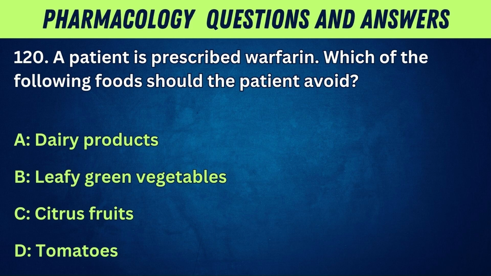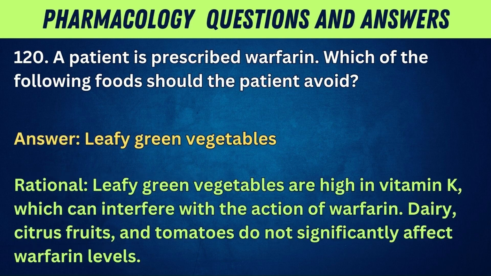120. A patient is prescribed warfarin. Which of the following foods should the patient avoid? A. Dairy products. B. Leafy green vegetables. C. Citrus fruits. D. Tomatoes. Rationale: Leafy green vegetables are high in vitamin K, which can interfere with the action of warfarin. Dairy, citrus fruits, and tomatoes do not significantly affect warfarin levels.